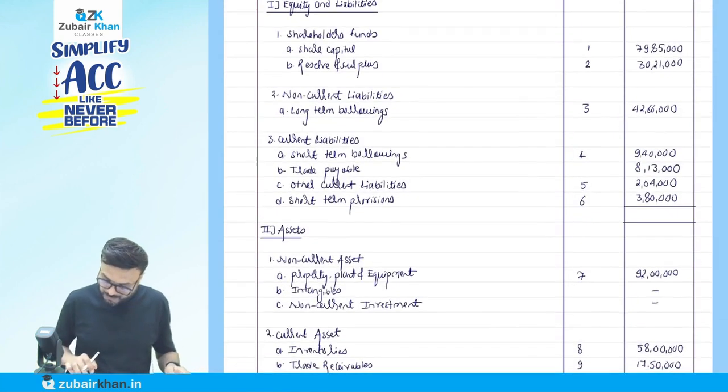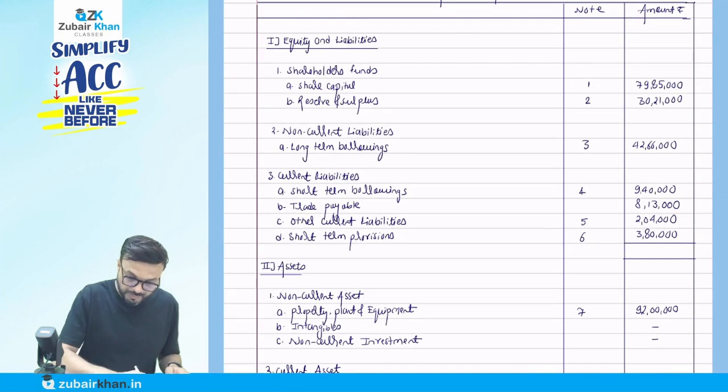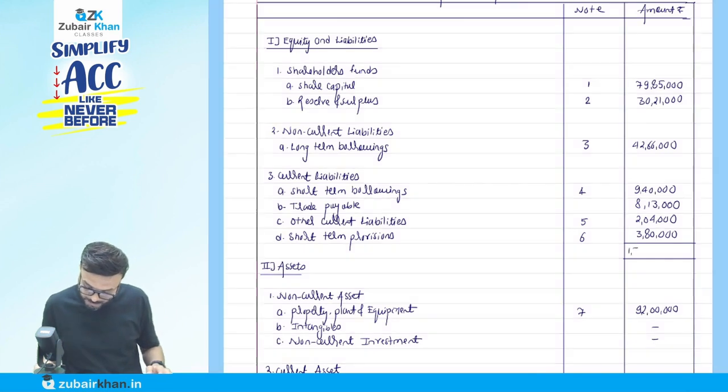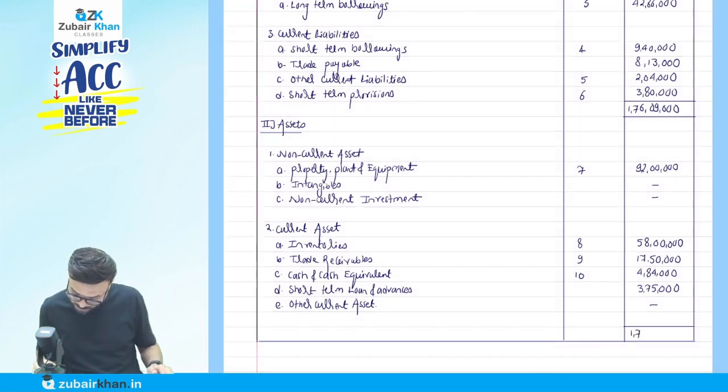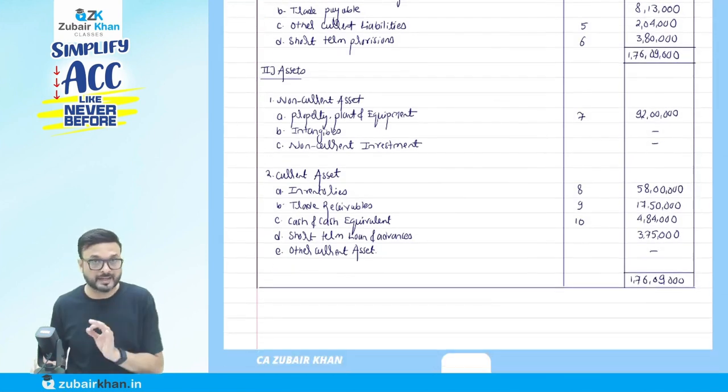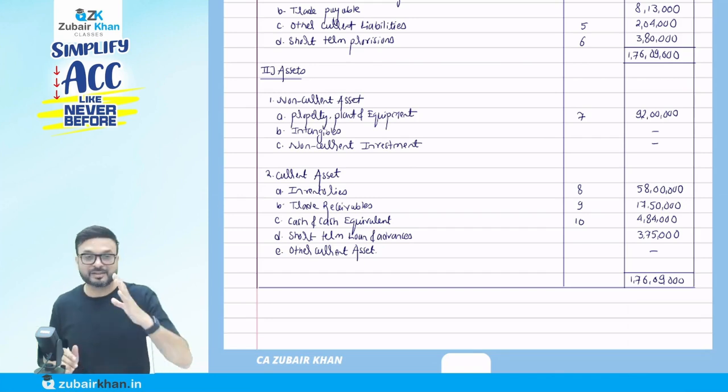Let's do the total also. 79,85,000 plus 30,21,000, 42,66,000, 9,40,000, 8,13,000, 2,04,000, 3,80,000. That is coming 1,76,09,000. On the other side, 92 lakh plus 58 lakh plus 17,50,000, 4,84,000 plus 3,75,000 is also 1,76,09,000. Done. Balance sheet tally. 14 marks is here, 1 point.